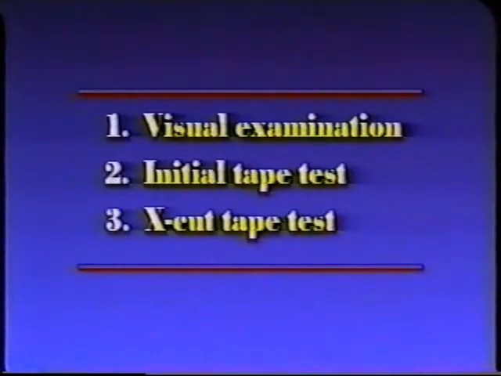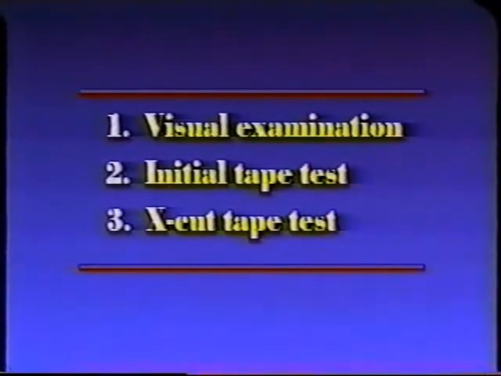The tape test is a 3-step process. First, visually examine the surface to be treated. If the surface coat demonstrates significant deterioration, encapsulation should not be considered as a viable treatment. If the surface is visually intact, proceed to the next step, the initial tape test.